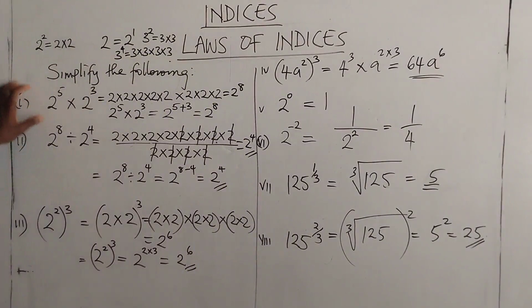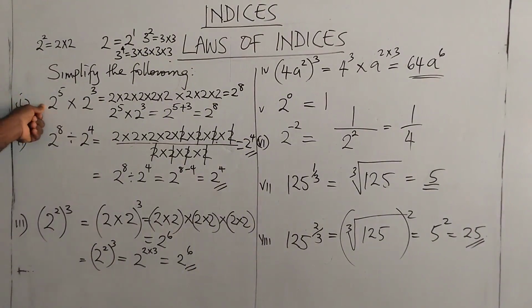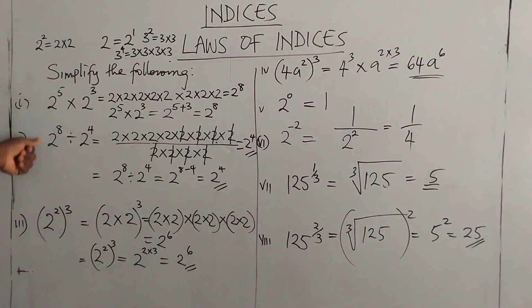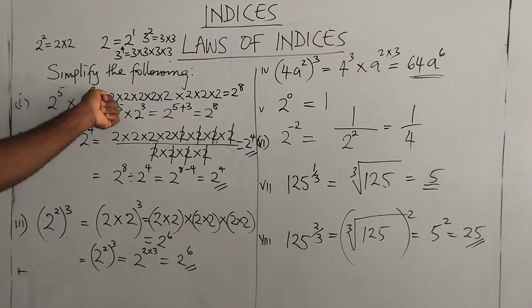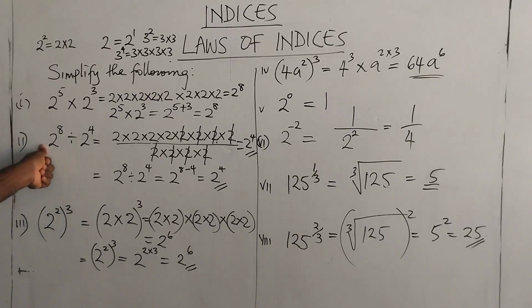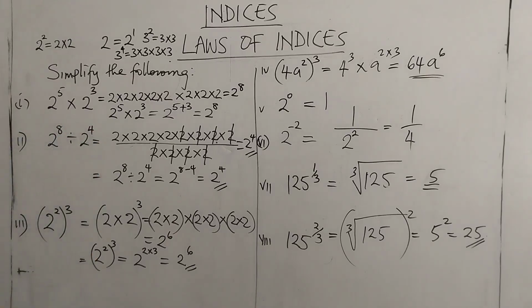In summary, number 1, we have the multiplication law, we have the division law. Multiplication law and division law, they are related in the sense that before you can apply them, you must make sure that the two numbers that are involved in the multiplication or in the division are the same. They must be the same before you can apply either law. And in each case, for multiplication law, add the powers. For division law, subtract the powers.